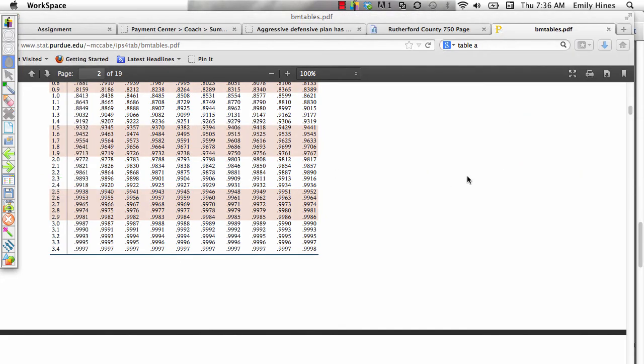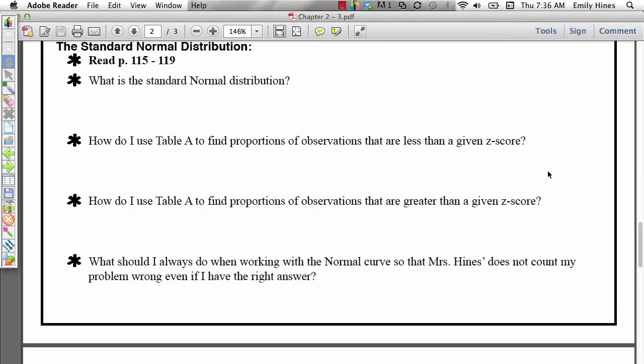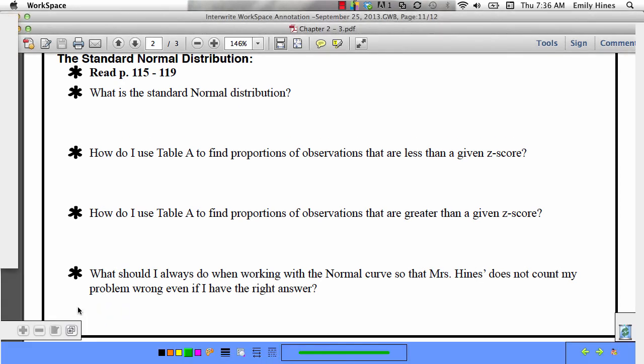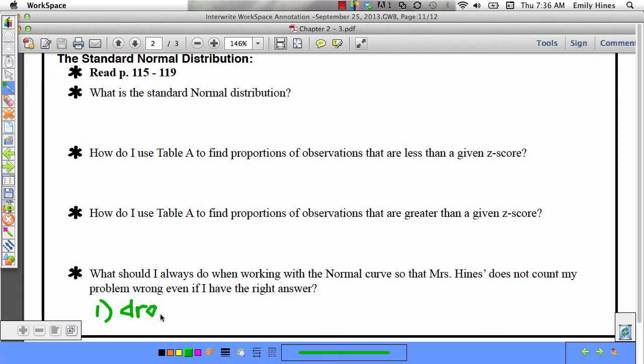Okay, you'll notice that at the bottom of your notes page it said, what should I always do? There are two things you should always do. One, draw the curve. I always want to see a sketch of the curve. Nothing detailed, but I want to see that you know exactly what it is that you're finding. Two, if you need to find a z-score before you use the curve, show me your work. Whenever a z-score is required, you need to show me your work.